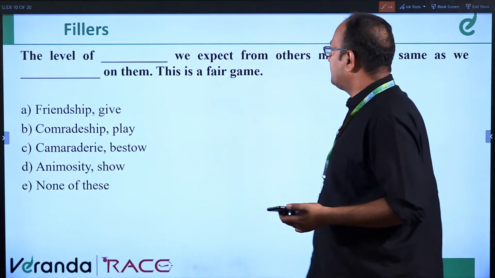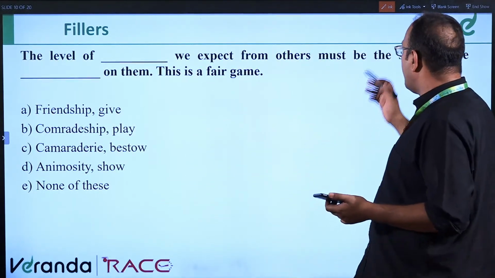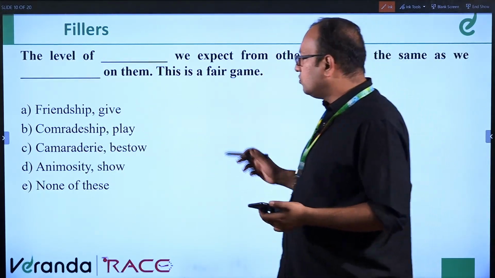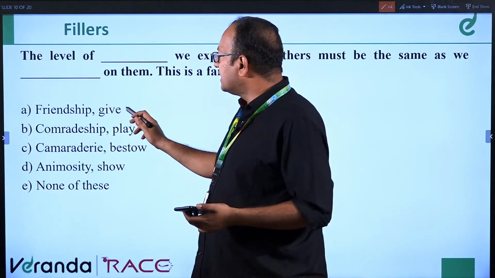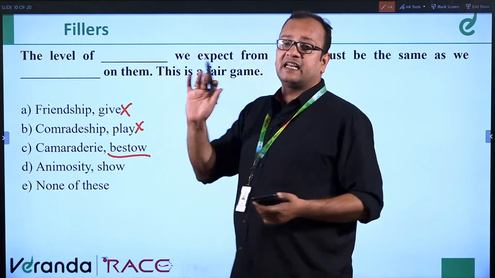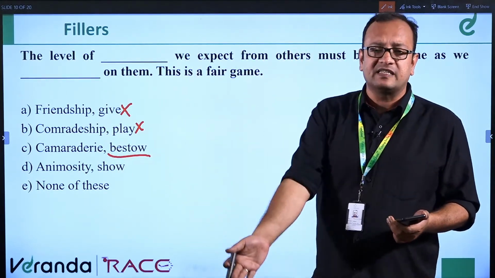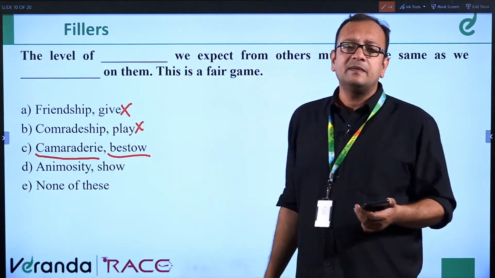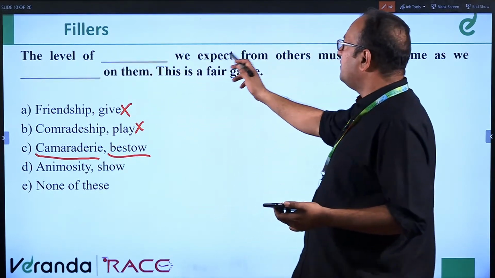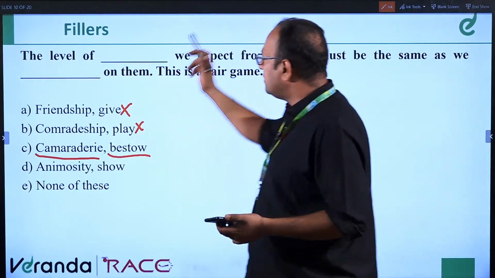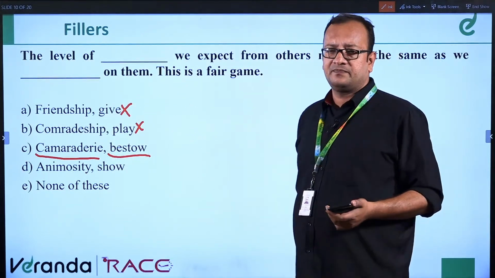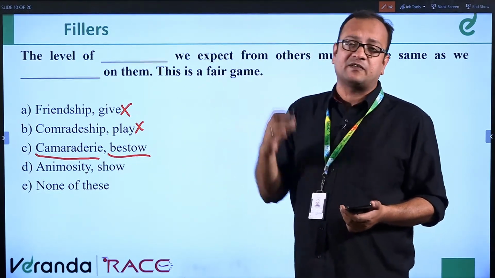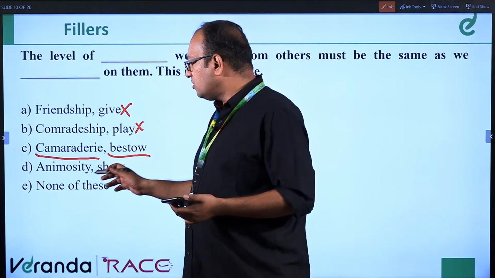The level of dash we expect from others must be the same as we dash on them. This is a fair game. We can see play on them is wrong, give on them is wrong, bestow on them is correct. Bestow means you gift someone with something. The level of camaraderie, which means friendship, we expect from others must be the same as we bestow on them. This is a fair game. We must bestow on others the same friendship as we expect from them. Clear? The answer will be camaraderie and bestow.